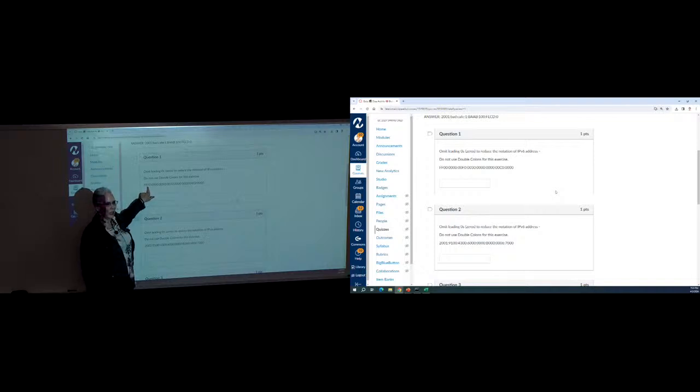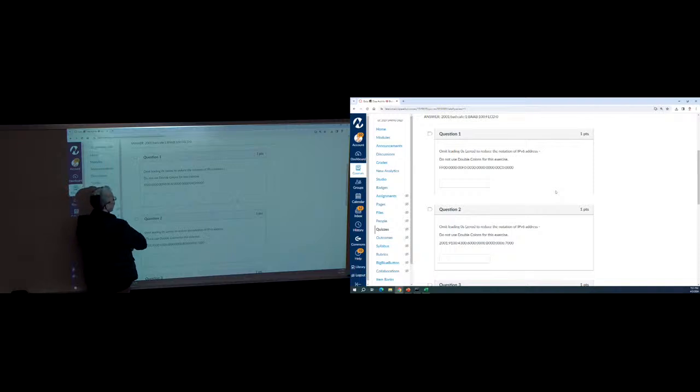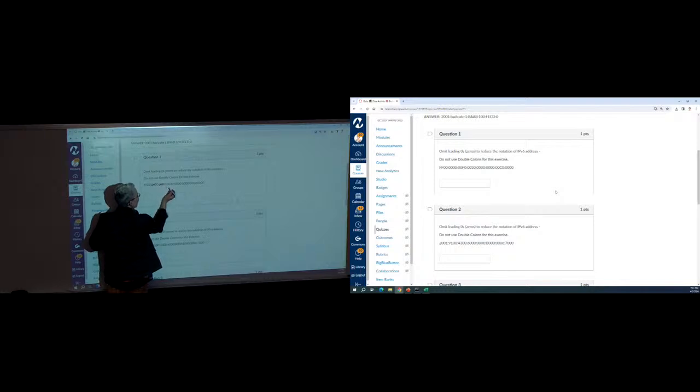Do I do anything here? I don't do anything there, right? What about the second hextet? What would I do? I would make it so that there's only one, so I would omit the 3 leading zeros, right? How about 00F0? We would omit, and 0030, we would omit this one. Do not use double colons for this exercise.